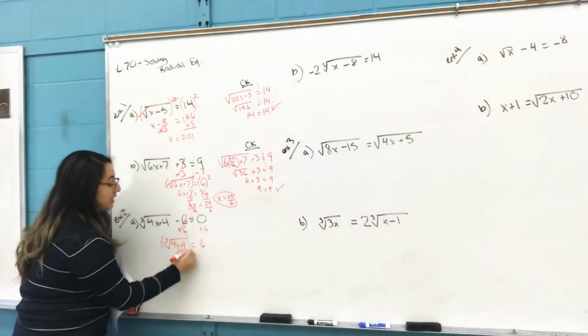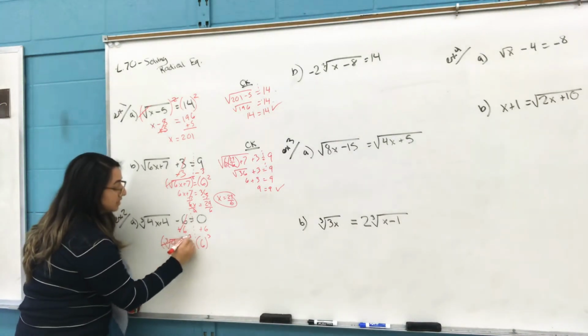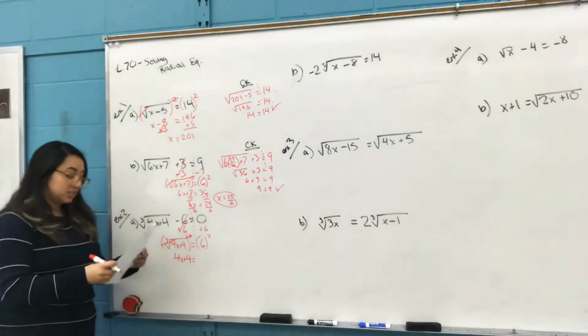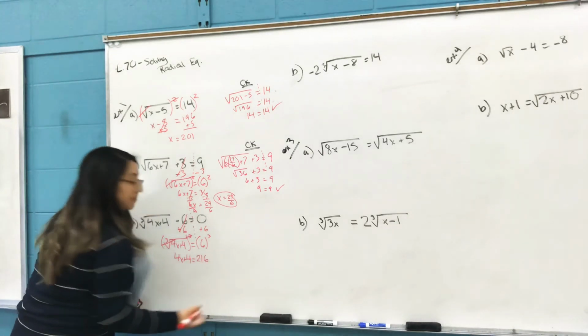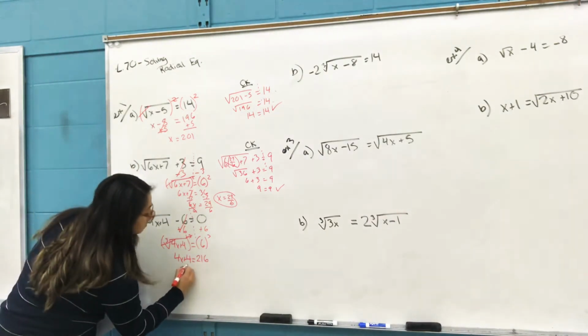Now we go ahead and cube both sides. So this cancels out this root. We get 4x plus 4 on one side, and then 6 cubed is 216. From this point, you simply solve for x. You subtract 4.